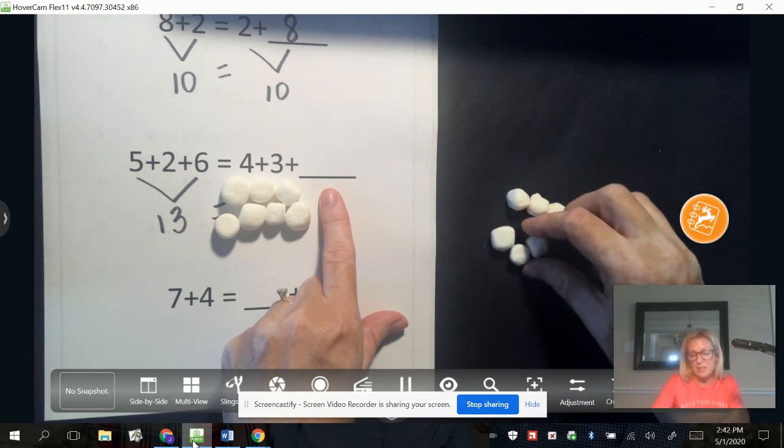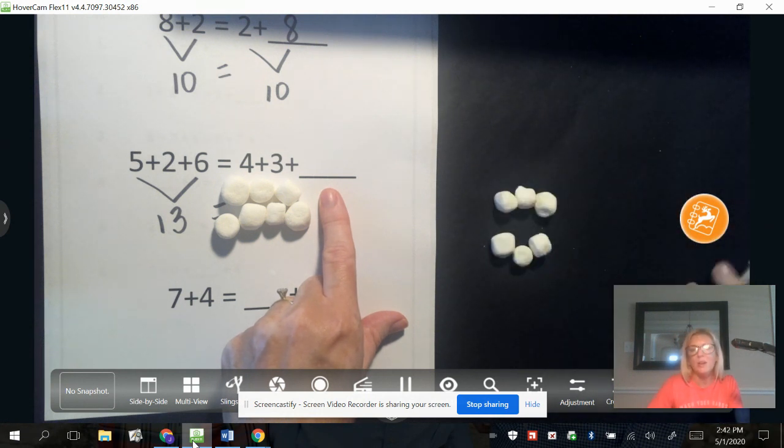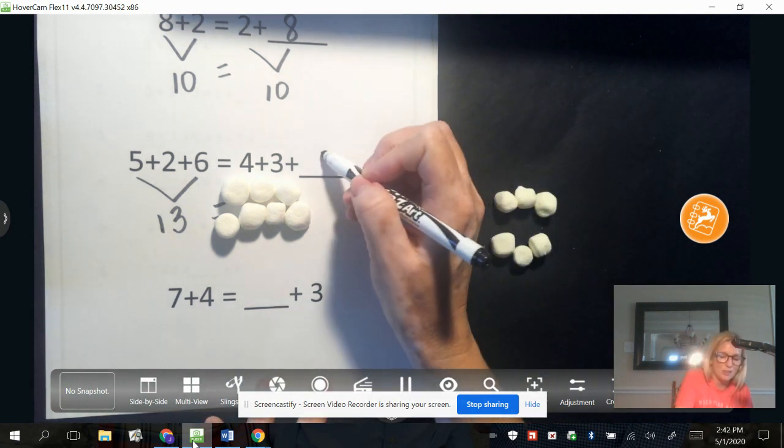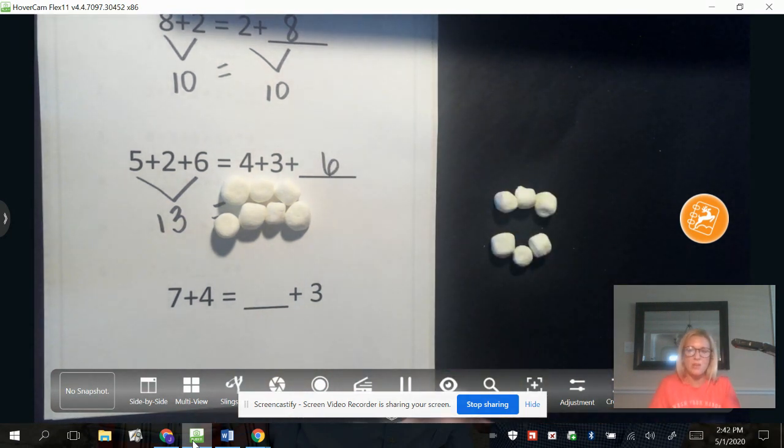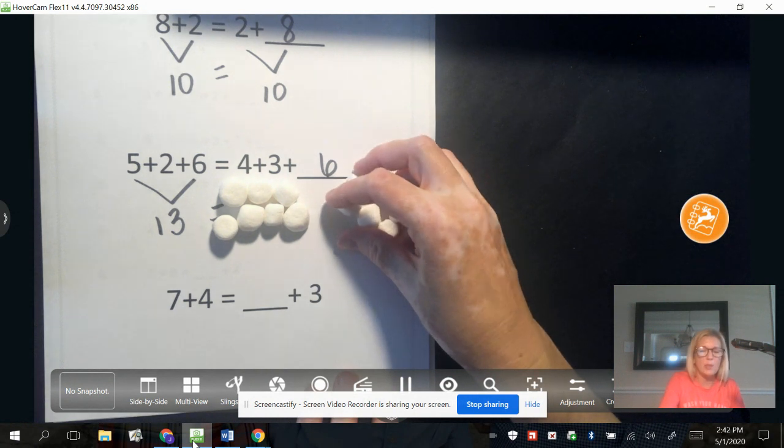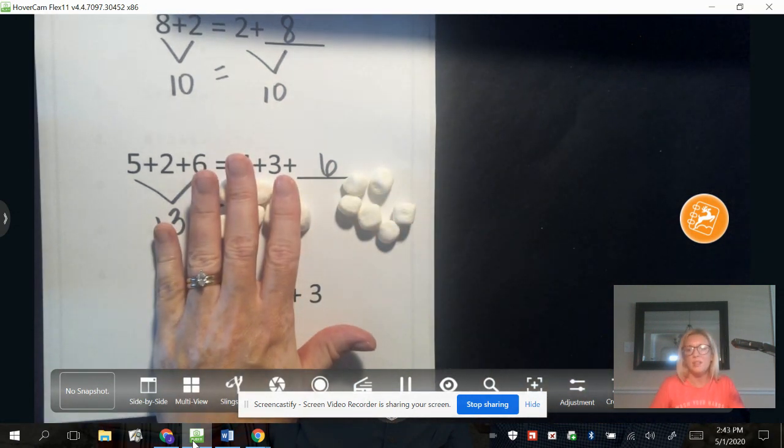So I'm subitizing this in my head. I hope that you are too. That's 6. Good. We're not done because what we want to do now is move this 6 over here and we want to prove 4 plus 3. Can you tell me what that is?